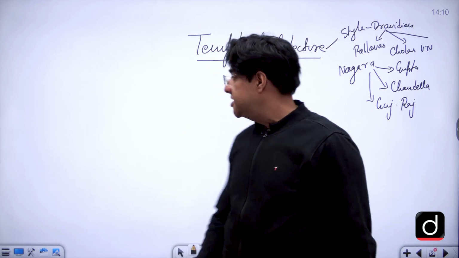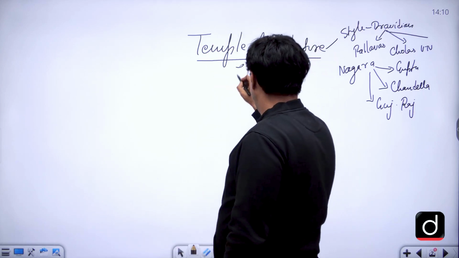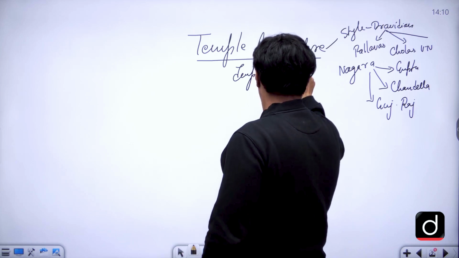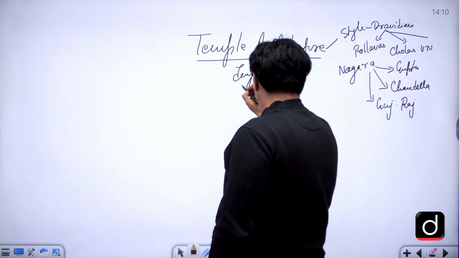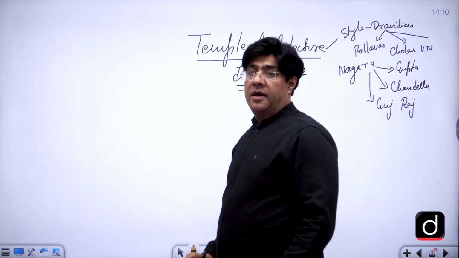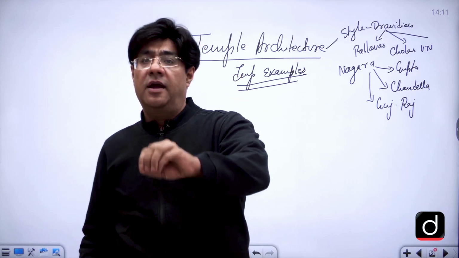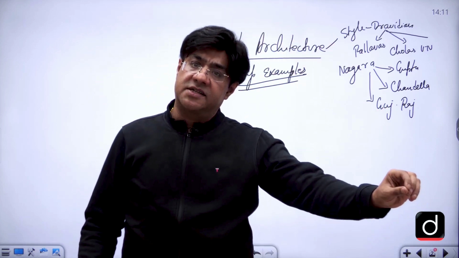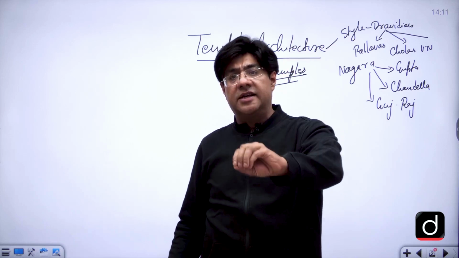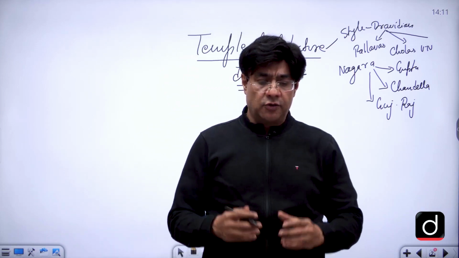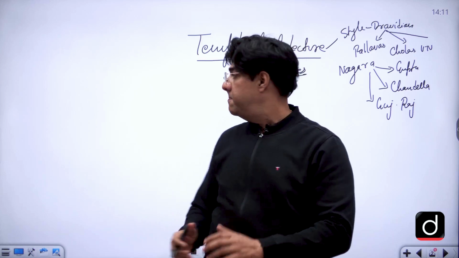While doing it through style, we will also be focusing upon important examples. The name of the temple, related to which style, built in which period, who was the king who patronized its construction, to which god it is dedicated, and if there is some special feature of that temple. So one theme could be temple architecture.